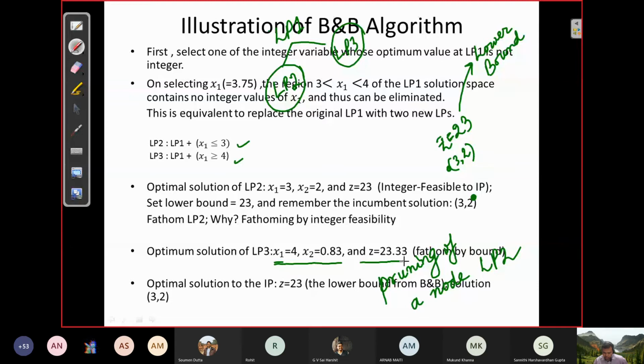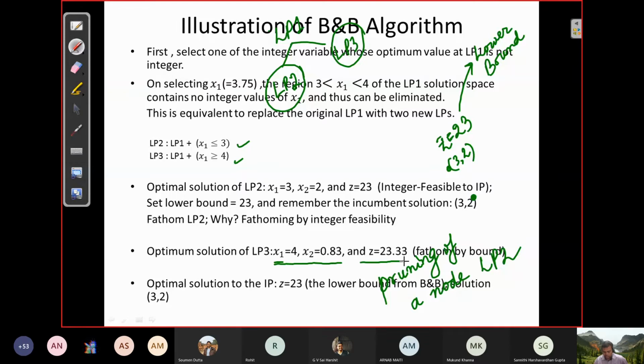So this is the point, 4.83 and 23.33. So it means it gives a fractional solution, right? So what is the rule for when you get a fractional solution? That means it is not integer feasible, right? So which means that again you have to apply the same method. You have to branch on the fractional variable and again create two subproblems, right?